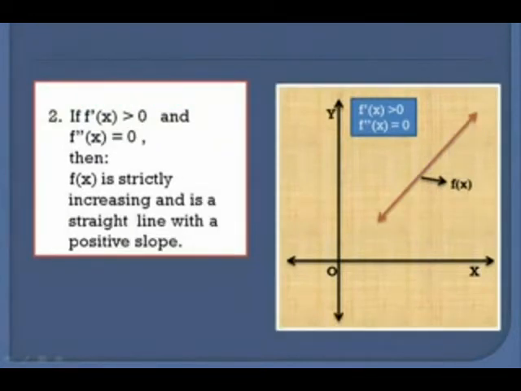The second type of strictly increasing function is f'(x) greater than 0 and f''(x) equal to 0. That is, the double differentiation of f(x) is equal to 0. Then in such a case, f(x) is strictly increasing because f'(x) is greater than 0 and it is a straight line with a positive slope. So this is represented in this graph where this represents f(x), and the condition here is f'(x) should be greater than 0 and f''(x) should be equal to 0. So this represents a strictly increasing function where f''(x) is equal to 0.